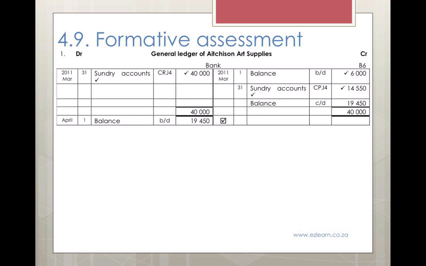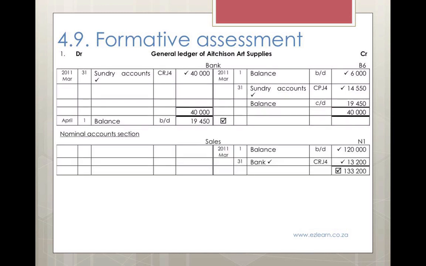On the credit side, you will fill in the missing figure of 19,450, which you simply calculate as 40,000 minus 6,000 and also minus 14,550. On April the 1st, you would show the debit balance brought down of 19,450. Again, this is worth a method mark.